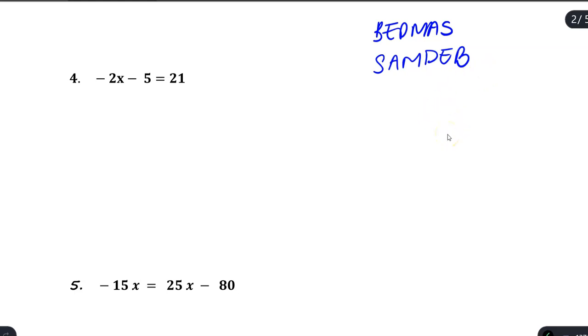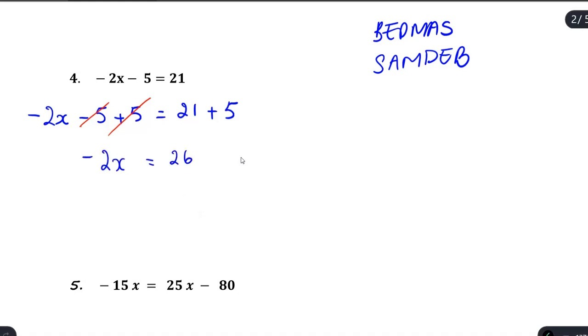So what do I mean by that? The opposite operation at the same time means that since I need to get rid of the subtract 5, I have to add 5. That means I add 5 on the other side as well, because it is an equation. Whatever you do on this side, you must do the exact same thing on the other side. So then you see -5 plus 5 is gone. What you have left in this case is -2x equal to 26.